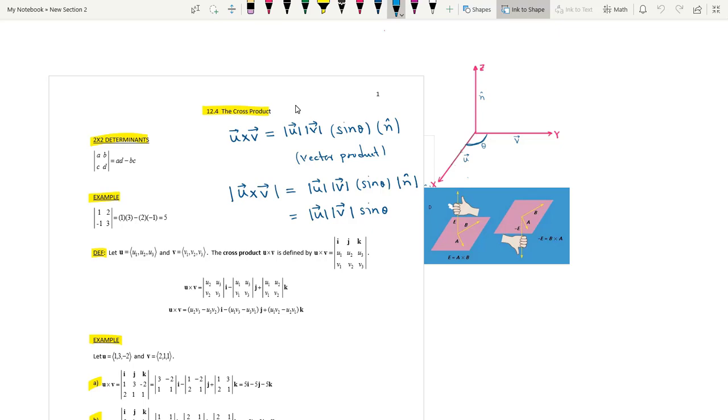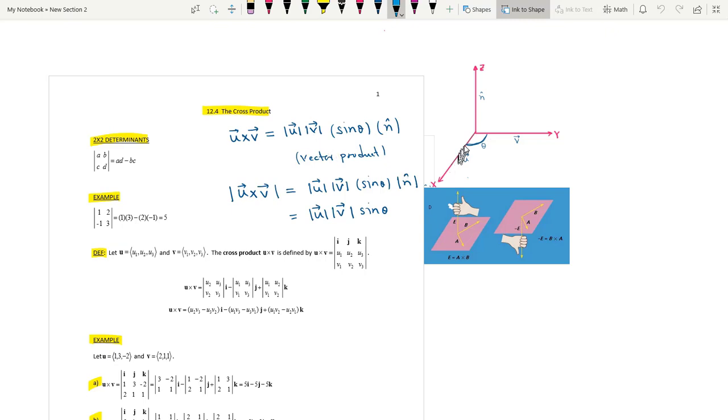In this lecture, we will learn the cross product of two vectors. Suppose you have two non-zero vectors u and v, then the cross product of u and v is defined as u cross v equals modulus of u times modulus of v sine theta times n, where theta is the angle between u and v and n is the unit vector which is perpendicular to both u and v.